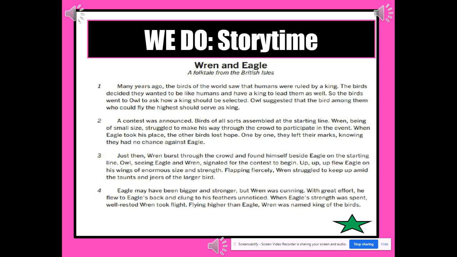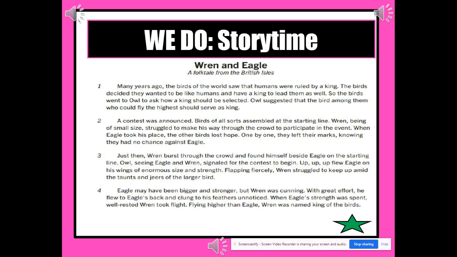Remember, our elements of plot are the exposition, rising action, climax, falling action, and resolution. Let's go ahead and read the story now. Wren and Eagle, a folk tale from the British Isles.